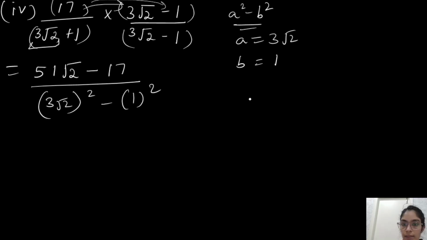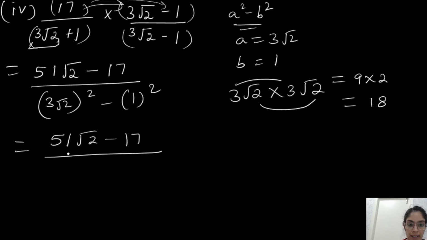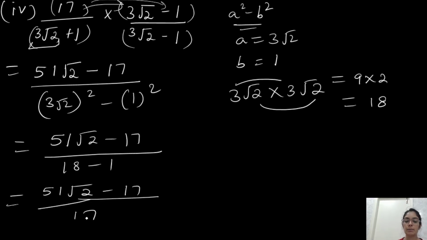So 3 root 2 squared, how will we do it? 3 root 2 into 3 root 2. So 3 into 3 is 9, root 2 into root 2 is 2, which is equal to 18. So we have got 51 root 2 minus 17 by 18 minus 1. 18 minus 1 is 17.